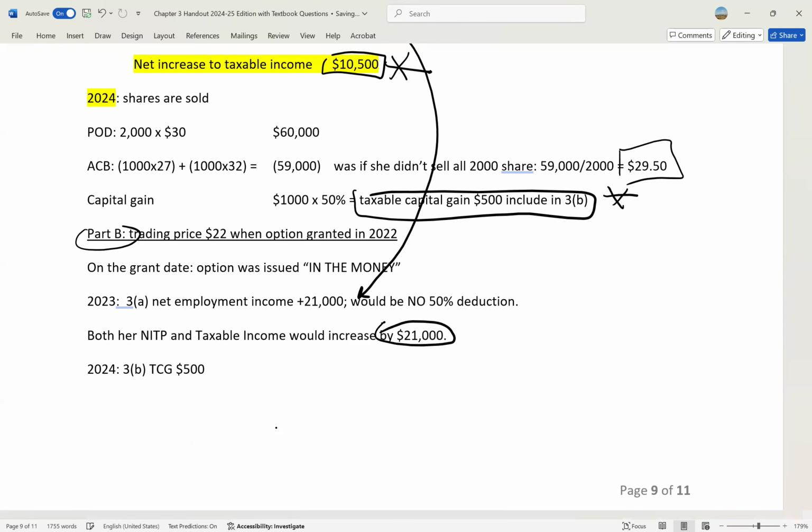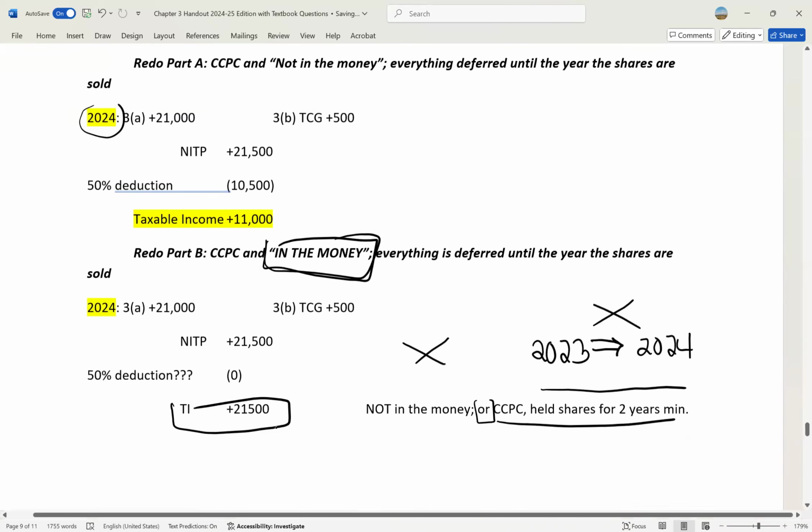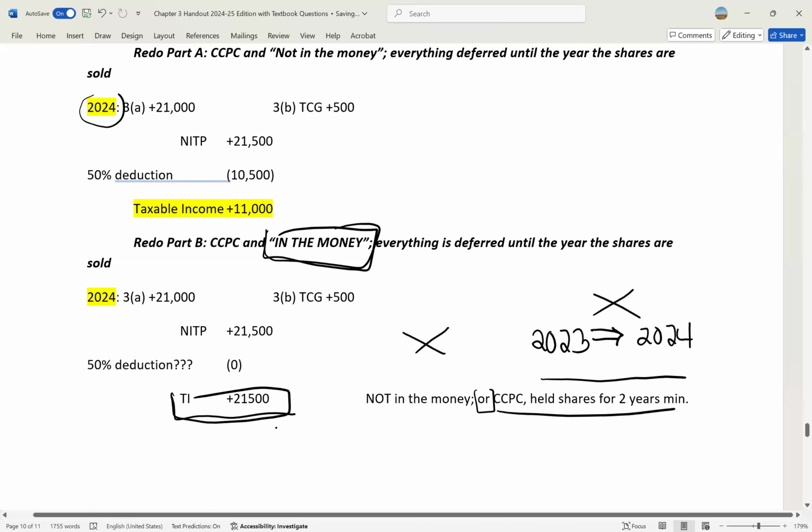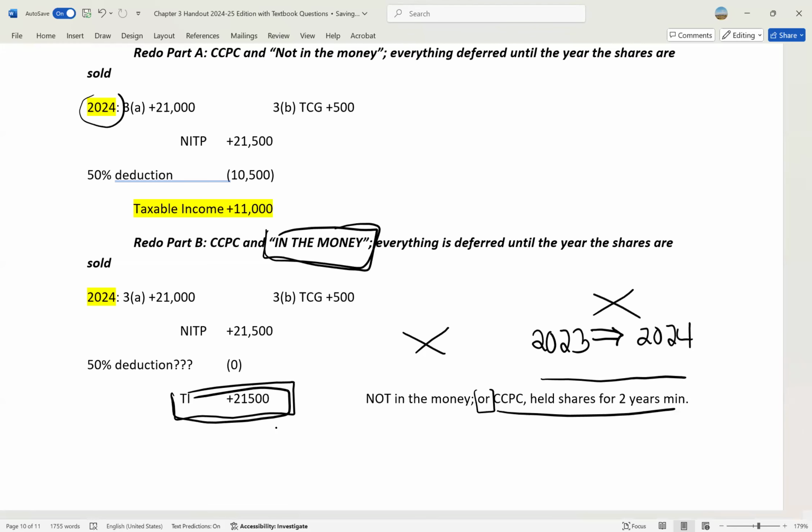21,000 in 2023, 24,000, or sorry, 500 in 2024. So 21.5 is the overall increase to taxable income over the 2 years in Part B. But if it was a CCPC, everything would just be deferred until the year the shares are sold. Any questions about that example?